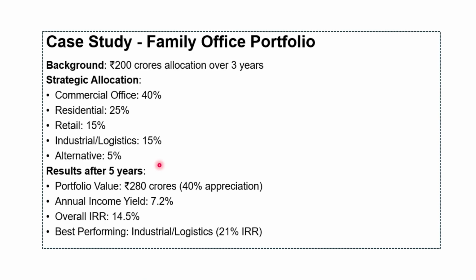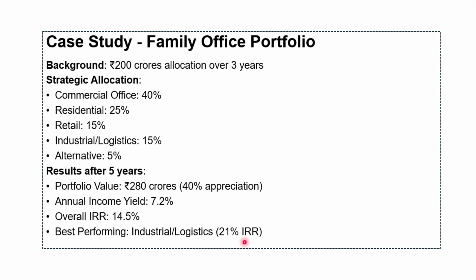Now let's take one case study for a family office portfolio. A 200 crore allocation over 3 years. Strategic allocation: commercial office 40%, residential 25%, retail 15%, industrial logistics 15% and alternatives 5%. So this is on the basis of type of property which they have done. Result after 5 years: portfolio value is 280 crores, 40% appreciation, annual income yield is 7.2%, overall IRR is 14.5%, and the best performing has been industrial logistics, at 21% IRR.